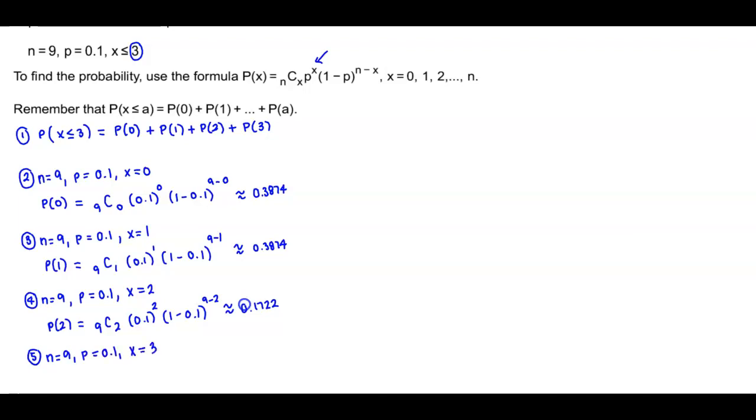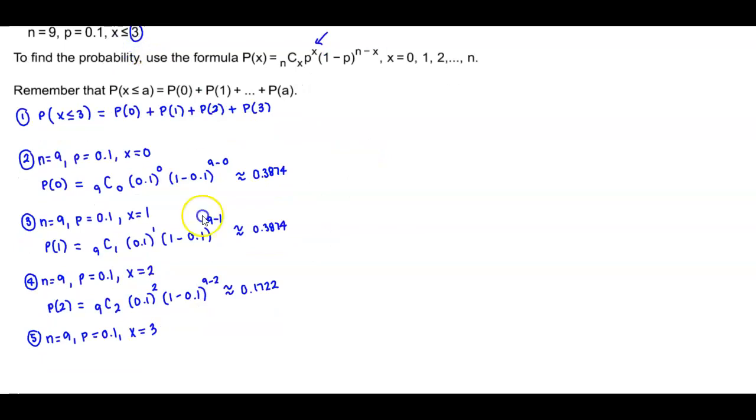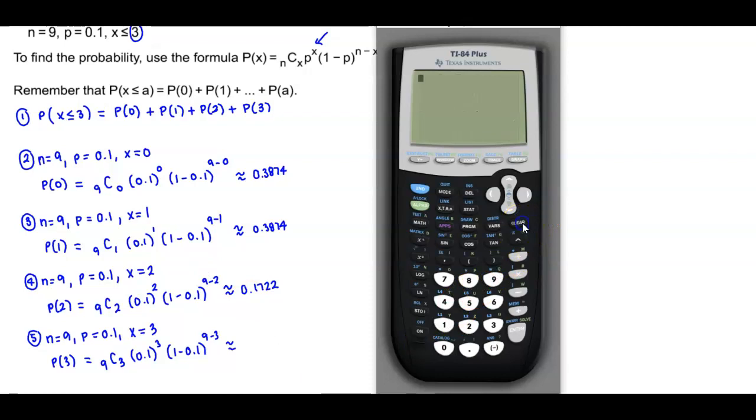now x is going to equal 3, and that's the last thing that we need to do because it's less than or equal to 3. So we have the probability of 3, which is equal to 9 combination 3 times 0.1 to the third power times 1 minus 0.1 to the 9 minus 3. Okay, so let's do the same thing here. We're going to take 9, math, go to probability, and then the combination number 3, and then put in the value of 3. That gives us 84, and then we're going to multiply that by 0.1 raised to the third power.